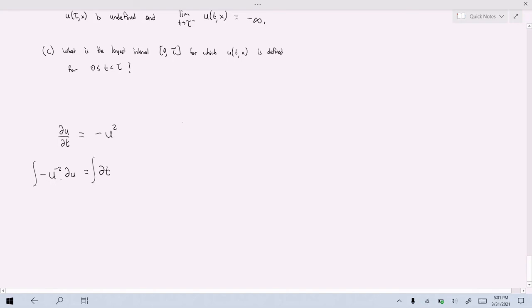So here, integrating negative u to the negative 2 with respect to u would be u to the negative 1. And then integrating this with respect to t would give us t plus some constant. And again, here, since we were integrating with respect to t, that constant could really be a function of x, since we were treating x as if it were a constant, okay? So 1 over u is t plus c of x.